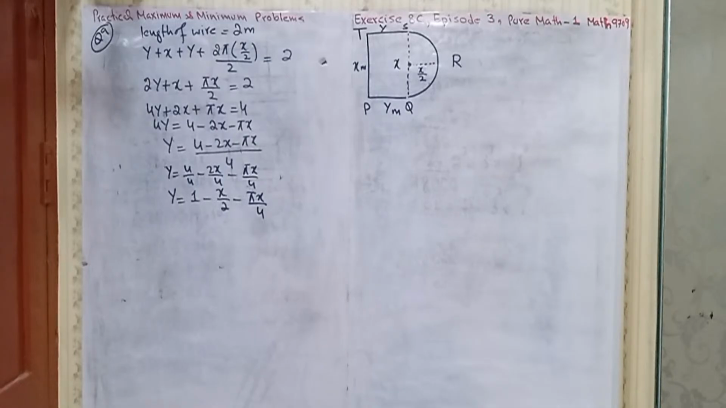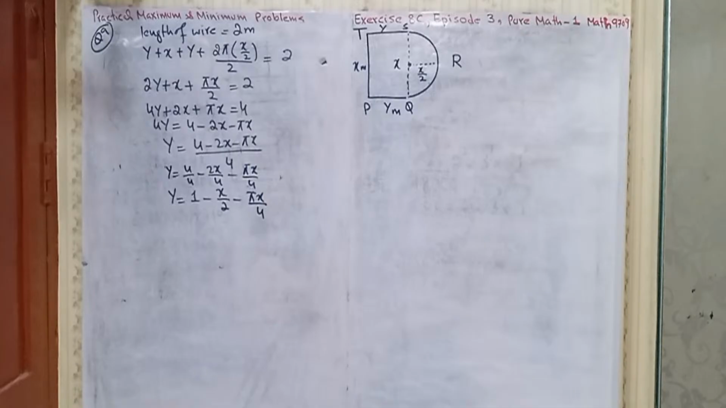Means y is equal to 1 minus 1 by 2x minus pi x by 4. Okay, so now we are good. This is how you do the A part of question number 9. I hope you understand this.